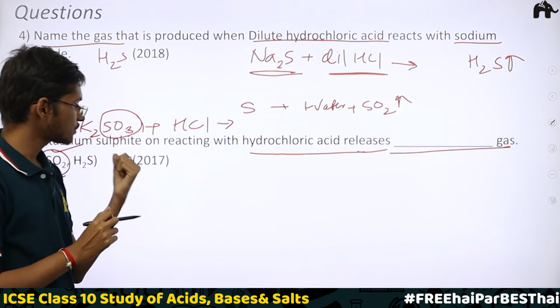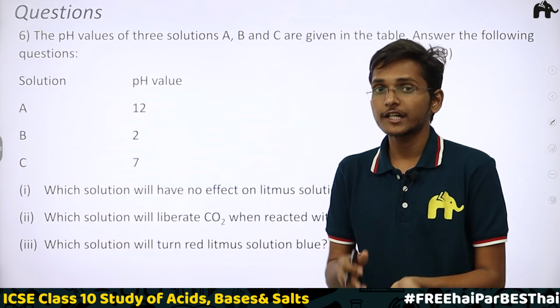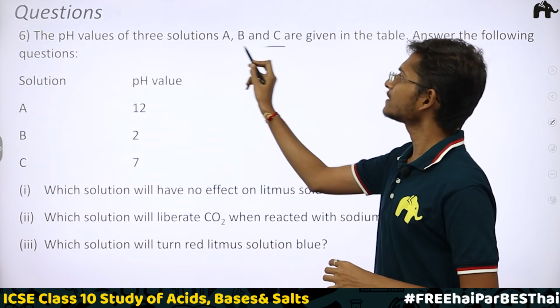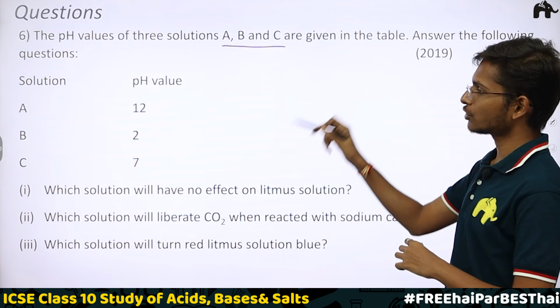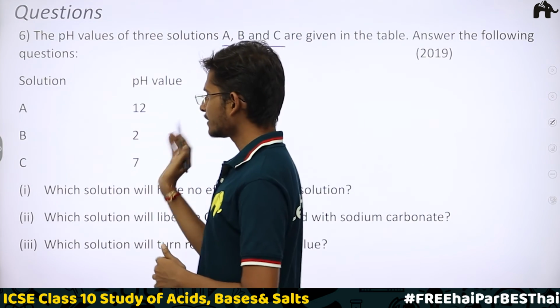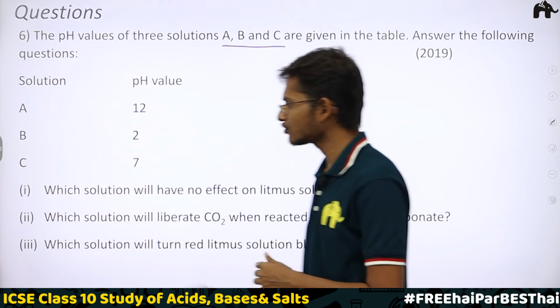This was asked in your examination in 2017. Now moving on to the next question. The pH values of three solutions A, B and C are given in the table. Answer the following questions. So A is having pH value 12, B is having 2, C is having 7. So what are the questions?